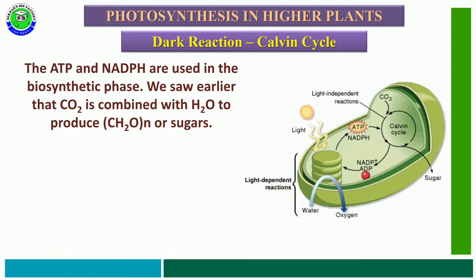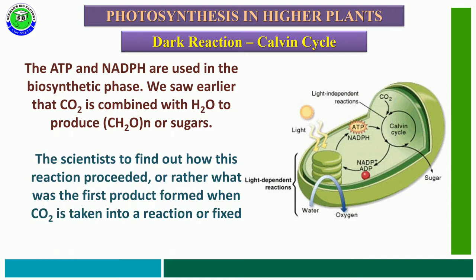The ATP and NADPH produced in the light reaction are utilized in the biosynthetic phase. We saw earlier that carbon dioxide combines with water to form CH2O, sugars, during photosynthesis. The dark reaction, the Calvin cycle, takes place in the stroma. The light reaction products ATP and NADPH are utilized for the conversion of carbon dioxide into sugars. The general formula of sugars is CH2O taken n times, and depending upon carbon number, the type of carbohydrate is formed.